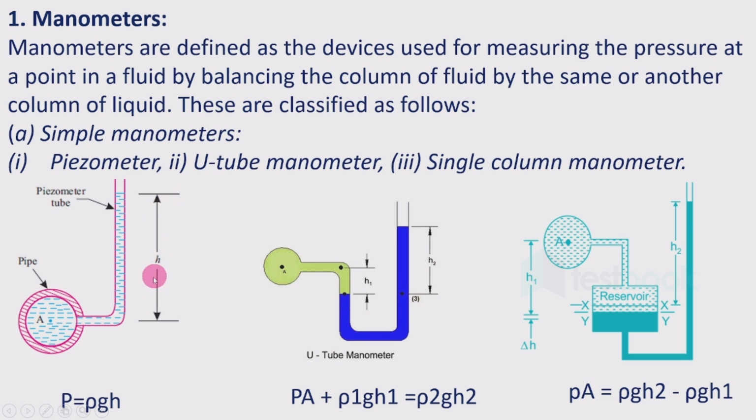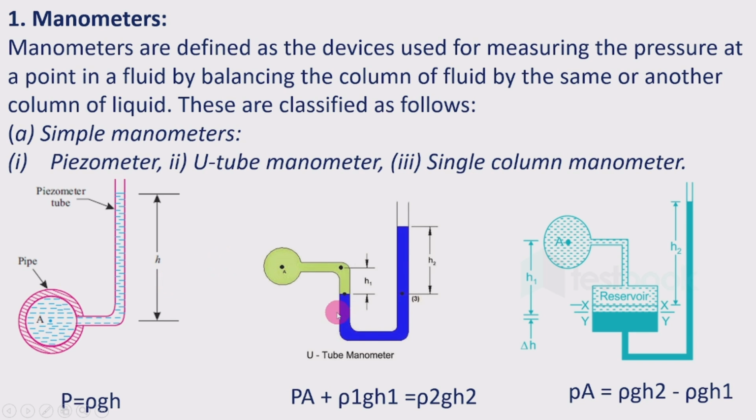If you know this height h, then the pressure can be found using the equation P is equal to rho g h. Rho is the density of the fluid, g is the acceleration due to gravity, and h is the height of the fluid raised in the piezometer tube.